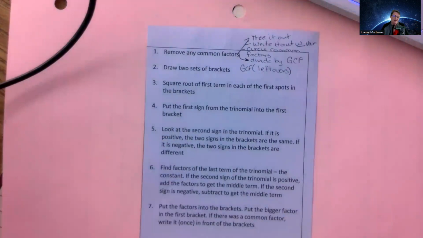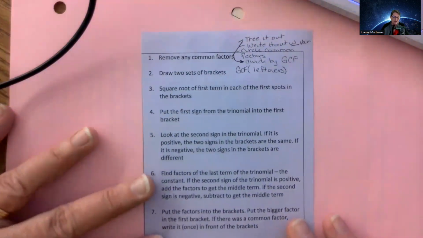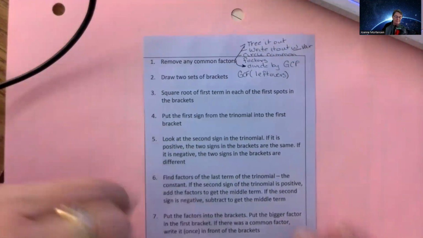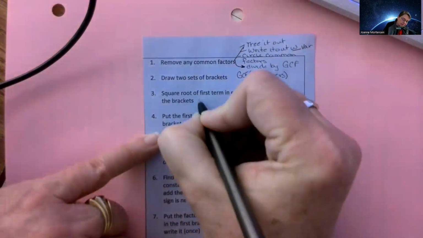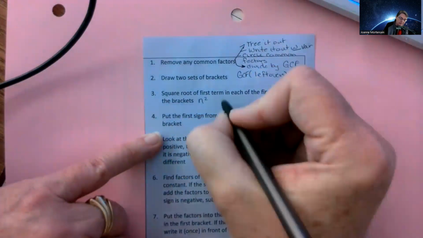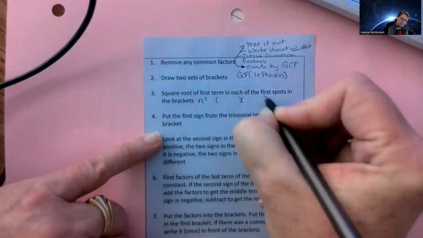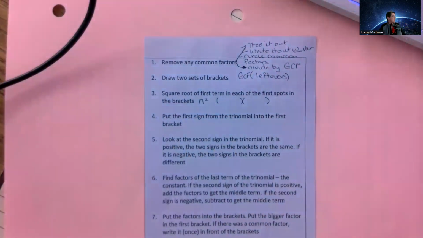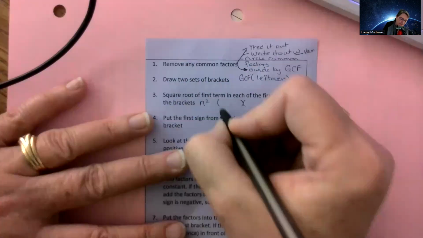Now, that's what's on my page. Draw 2 sets of brackets. The square root of the first term goes in each of the first spots. So if I have n squared, what goes in the first spots in my brackets? N. Very good.